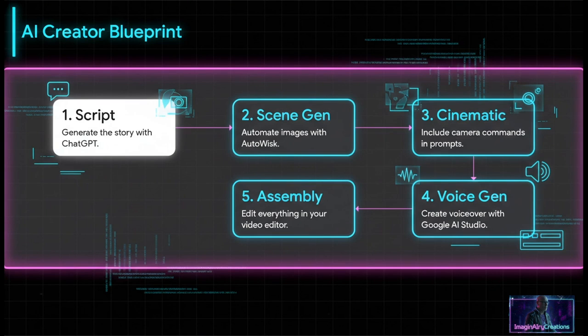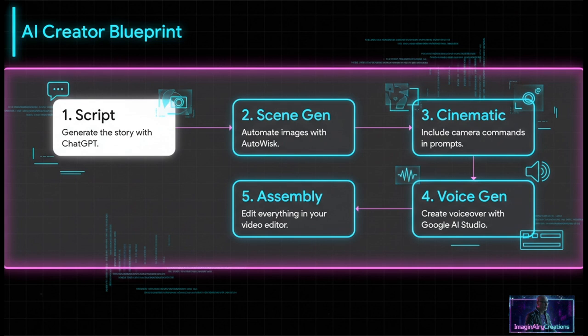You start with your story, maybe from an AI like ChatGPT. Then you use AutoWhisk to batch generate all your scenes, making sure to bake those cinematic commands right into your prompts. Next, you generate a high-quality and totally free voiceover with something like Google's AI Studio. And finally, you just bring all those assets, the images and the audio, into your favorite editor and assemble the final product.